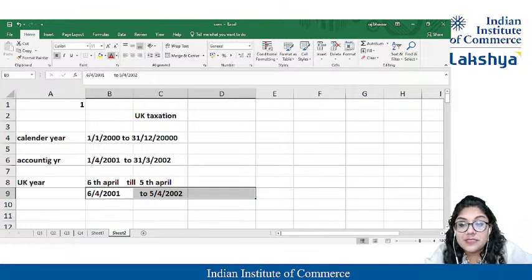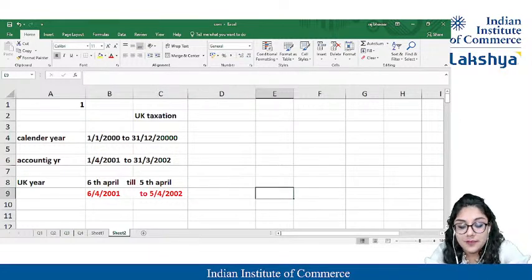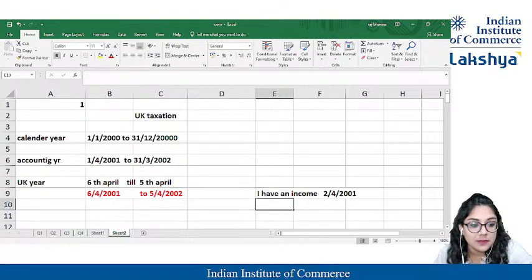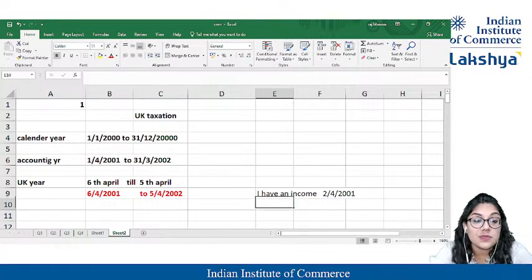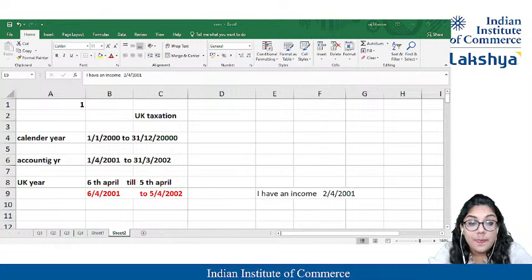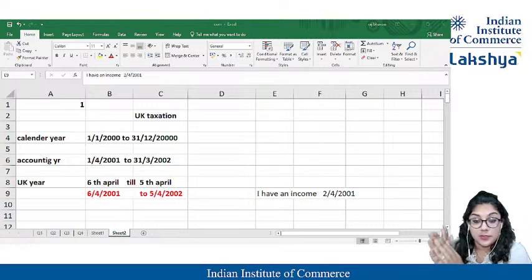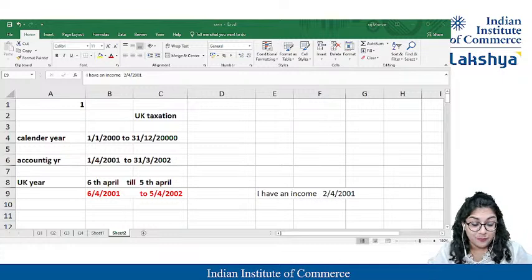Suppose I have earned some income, let's say on 2nd April 2001. In which year is it going to be? Is it the income for the current year? Students, it is not the income for the current year, because my current year is from 6th April 2001 onwards. So this will be income of the preceding year, the previous year.